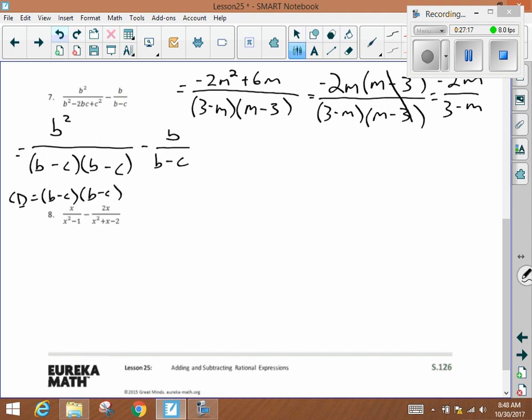So I don't have to do anything to my first term, but my second term I do. So my first term is all good, just like this. But my second term needs to be multiplied by b minus c over b minus c. A lot of b's and c's everywhere.